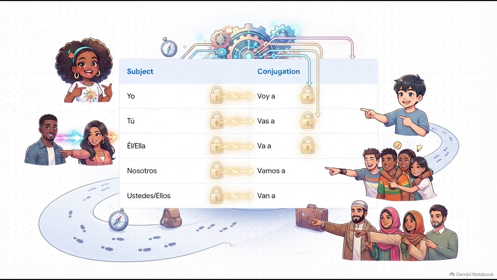We have yo, which pairs with voy a, I am going to. Next is tú, which pairs with vas a, you are going to. Then él or ella takes va a, he or she is going to. Moving down, nosotros pairs with vamos a, we are going to. And finally, ustedes or ellos pairs with van a, you all or they are going to. You just select your subject, grab the matching engine, and you're good to go.